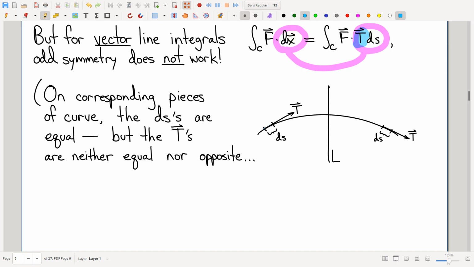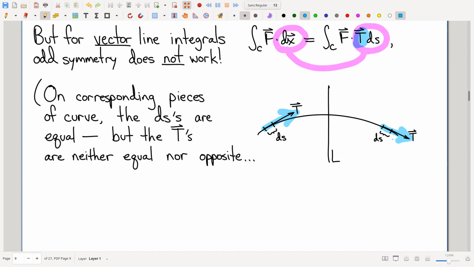And just looking at this exact same scenario, you can see these t vectors, they're not the same. I mean, you see it right there in the picture. Not only are they not the same, they're not the negatives of each other either. They're just different. So if you try to write down an odd symmetry theorem, it's going to crash and burn. It just doesn't work at all.